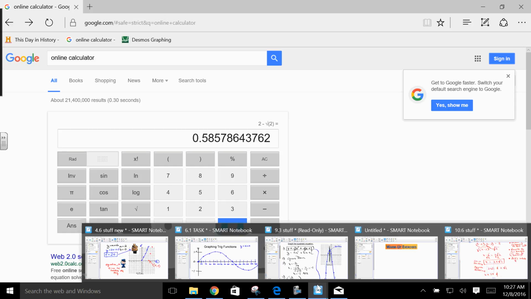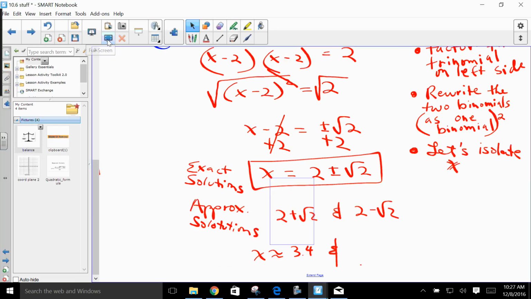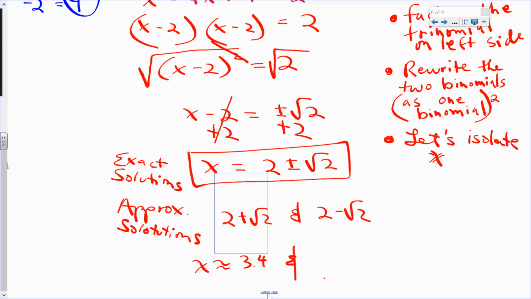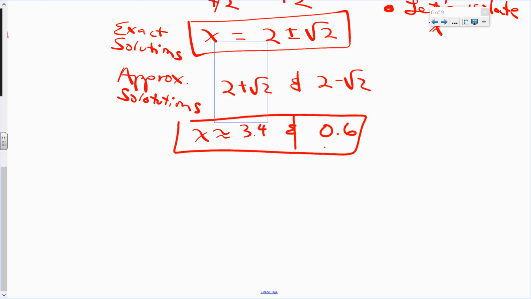Come back over here. Here we go. So x is approximately 3.4 and 0.6. So these are your approximate solutions. These are your exact solutions. You got to know both.